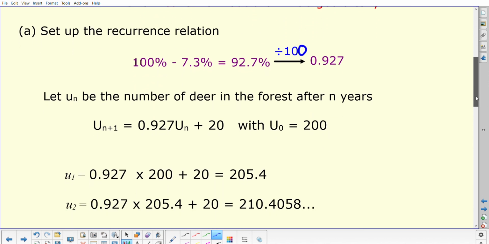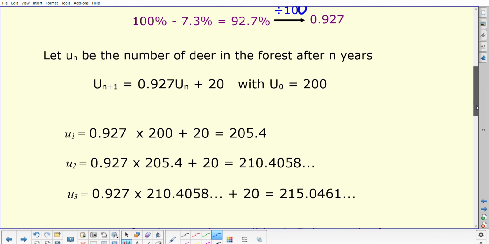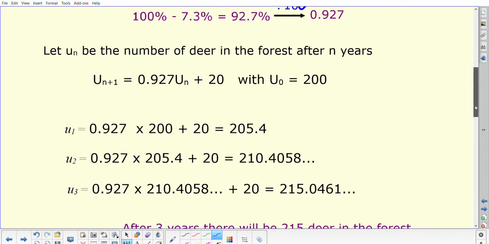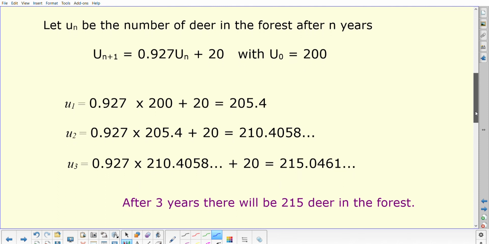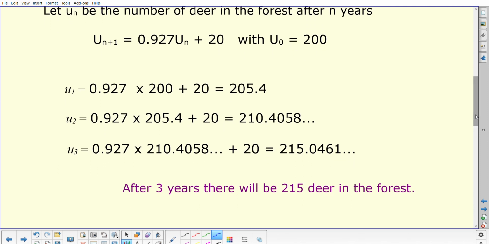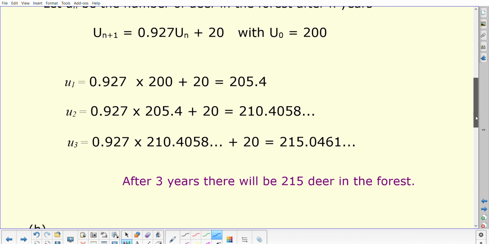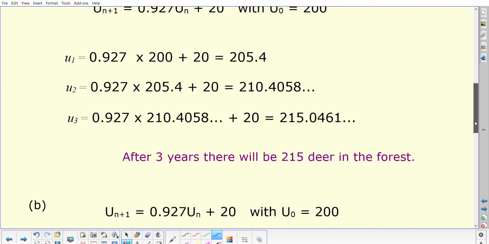You then need to work out for the 3 years. Now that does mean showing your working, and laying it out in that way. Remember, it's about using the previous term to get the next term and so on. And notice we do get lots of decimals here, but in the context of this question, you need a conclusion in a full sentence. After 3 years, there will be 215 deer in the forest.